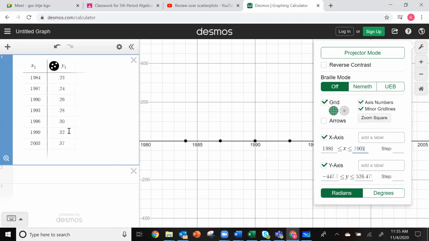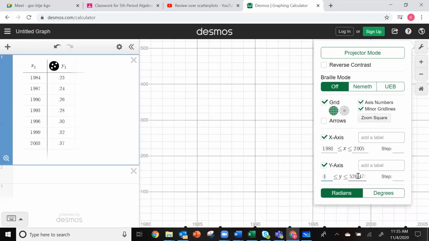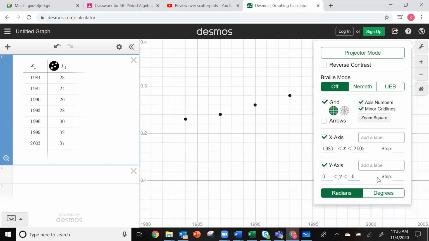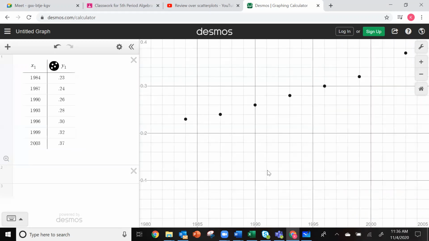My Y numbers: look right here, it says 0.23. So I'm going to start here and put 0, and it goes up to 0.37. So I'm going to go a little bit above it and go 0.40. You can play with this to see what it looks like. But here is what my scatter plot would look like. That's the way you would put the data in there.